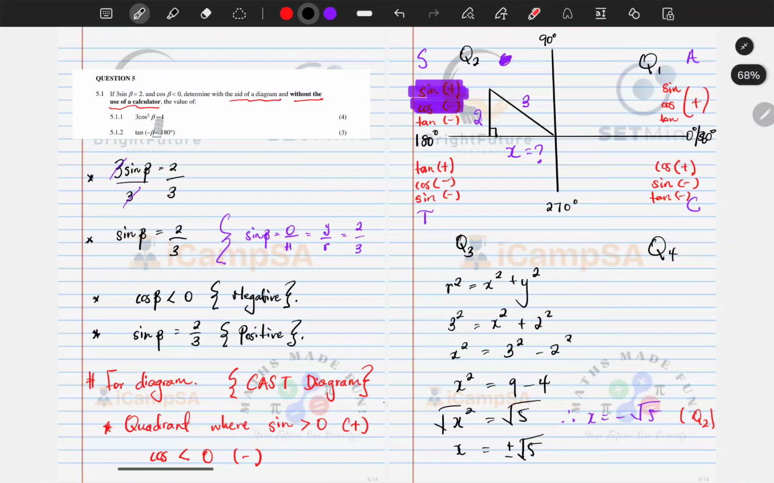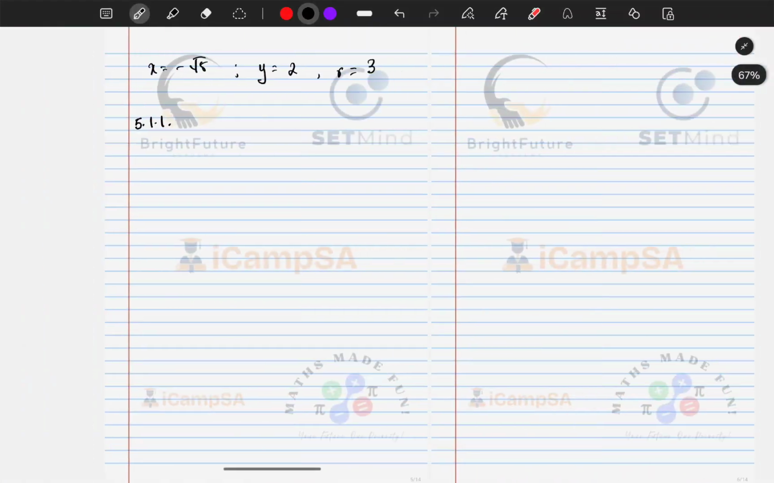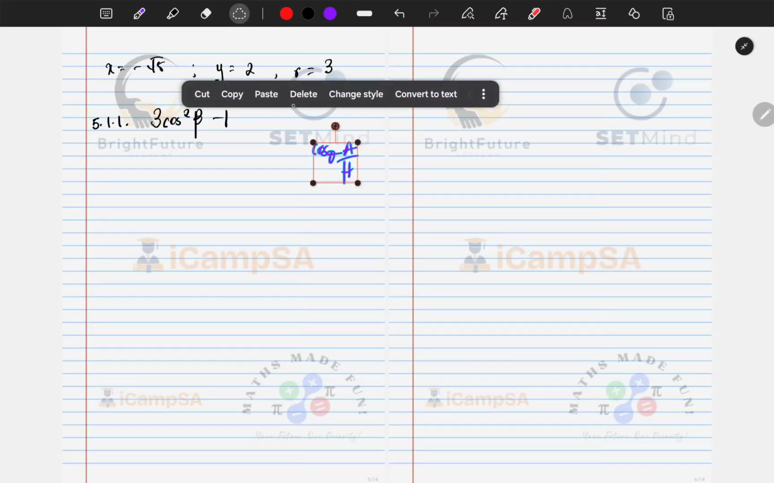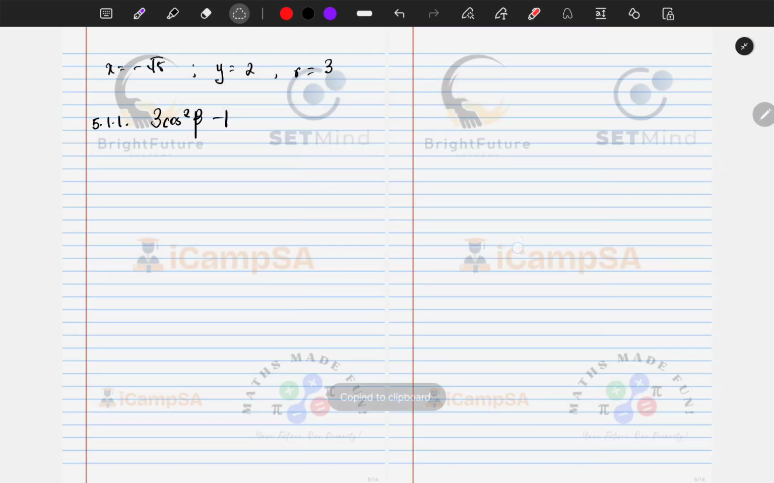So we need to solve 3 cos squared beta minus 1. So the way in which we are going to solve that, right? Remember what is cos. So your cos is adjacent over hypotenuse, right? Cos theta is adjacent over hypotenuse. So that's how you are going to work that out, right?